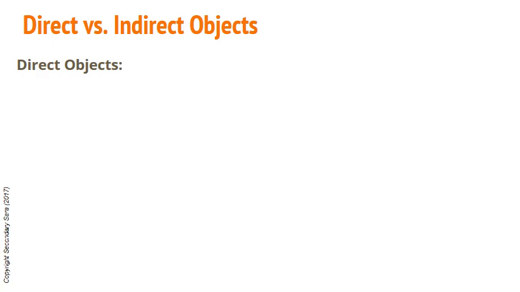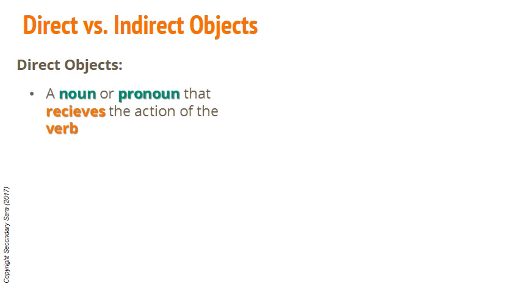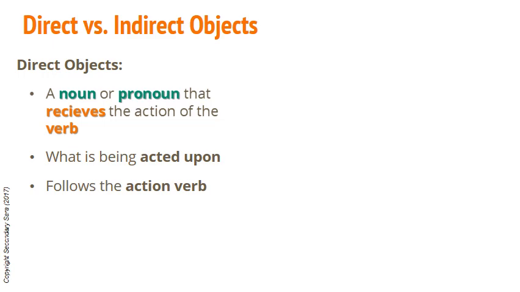First, let's talk about direct objects. A direct object is a noun or a pronoun that receives the action of the verb. It is what is being acted upon. It follows the action verb, and it answers the questions whom or what. Let's look at some examples.